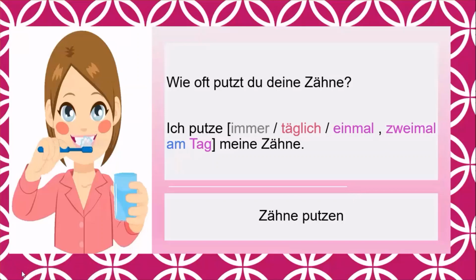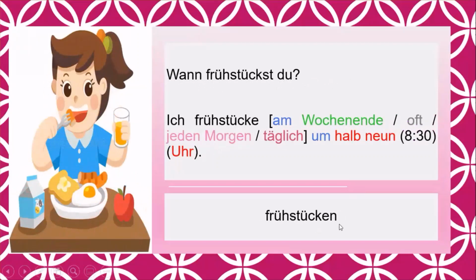Moving on. Frühstücken. To do breakfast. Wann frühstückst du? When do you do breakfast? Ich frühstücke. So I do breakfast. Again, there are many possibilities. Am Wochenende. During the weekend. 8:30. At 8:30 o'clock. Or ich frühstücke oft. Ich frühstücke jeden Morgen 8:30. Ich frühstücke täglich. Or ich frühstücke täglich 8:30.